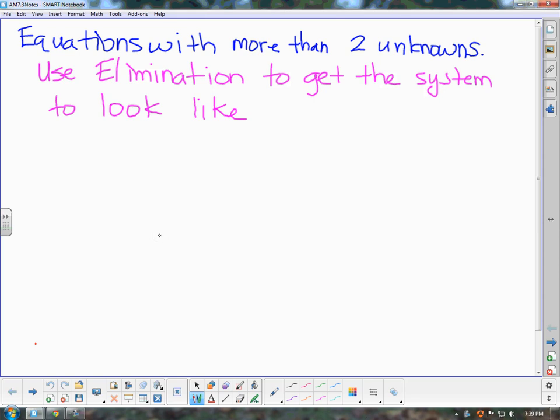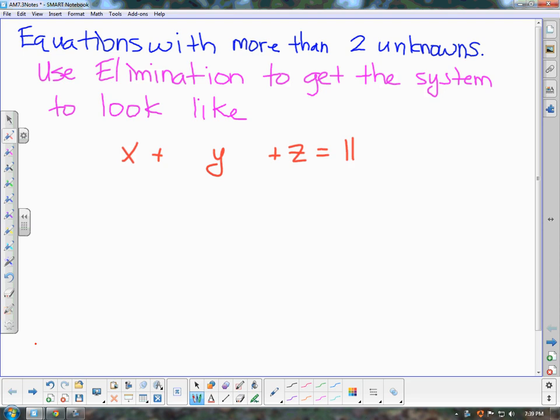Section 7.3 deals with solving systems of equations with more than two unknowns. When you have equations with more than two unknowns, the easiest method is to use elimination to get the system to look like a set of three different equations, because that's what you'll have to start with. In one of them, you would want it to still have x, y, and z, or whatever the variables are, with some number in front of each of them, or maybe not any number in front of them, and it'd just be plain old x or y or z.